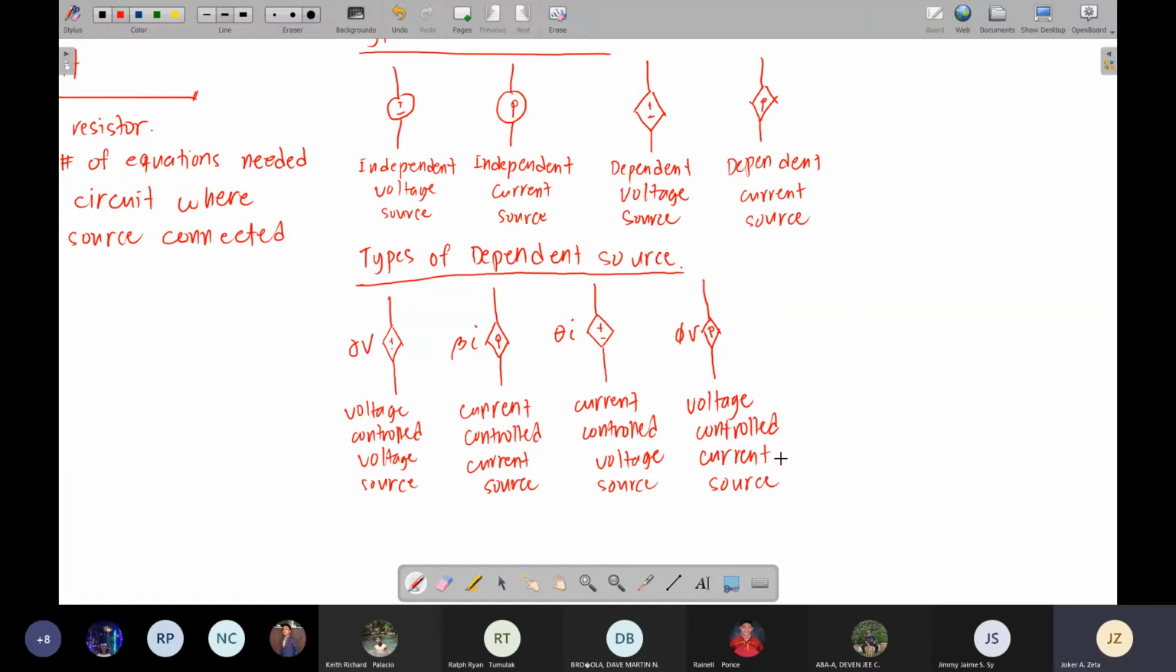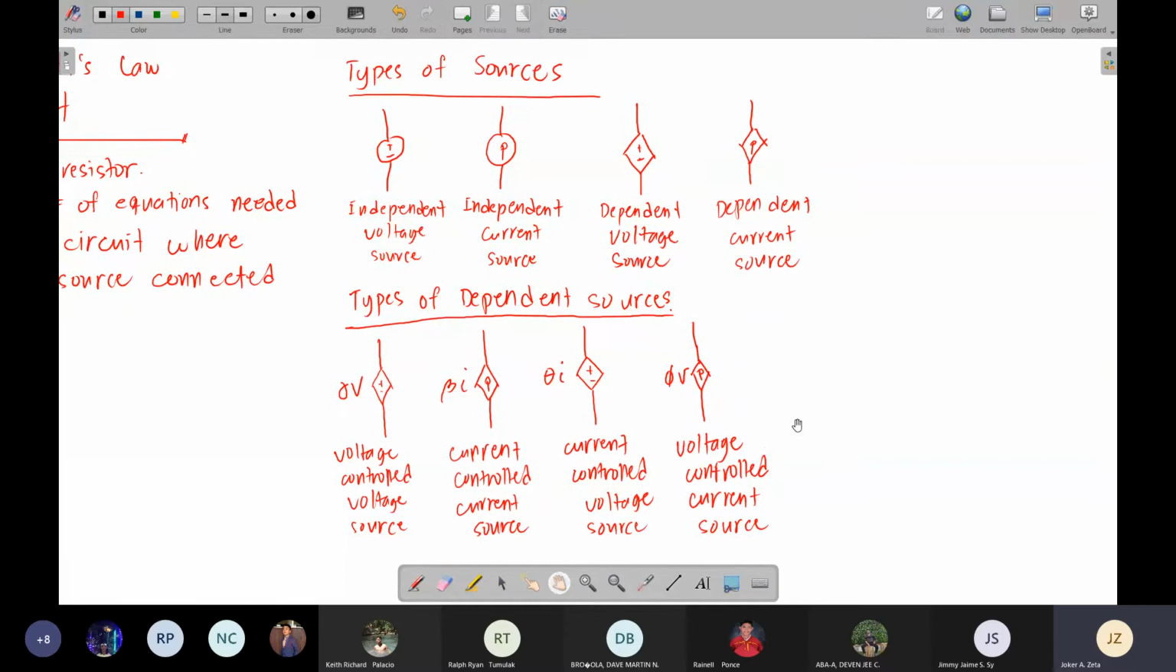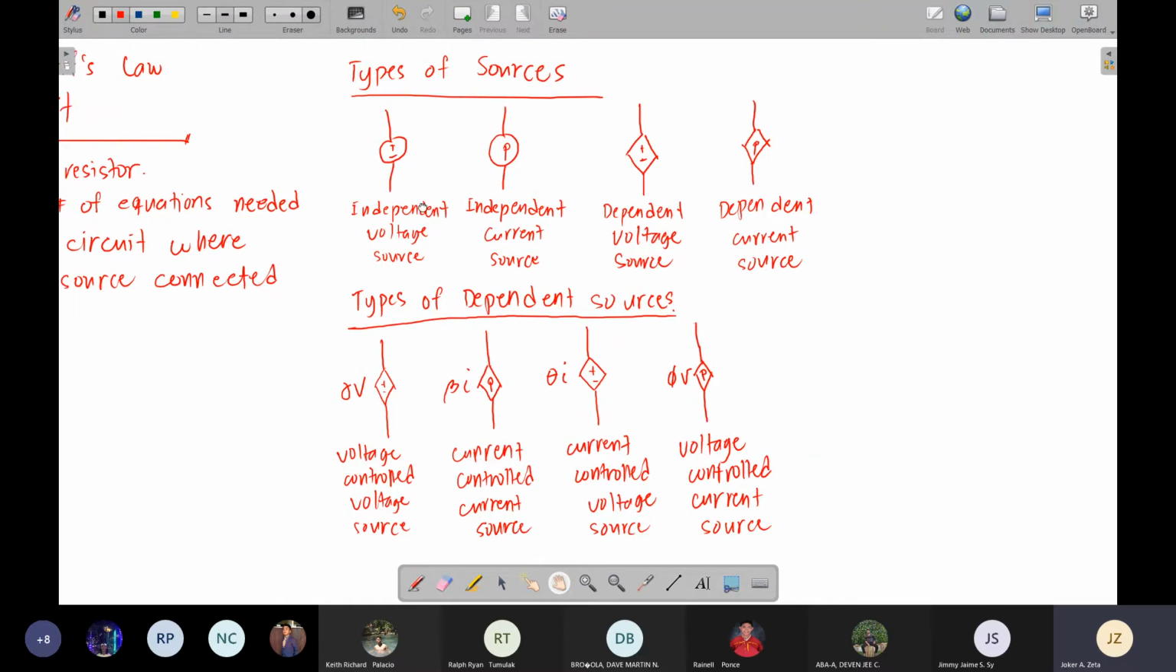So these are your 4 types of dependent sources. You have a voltage source controlled by voltage, a current source controlled by current, a voltage source controlled by current, and a current source controlled by voltage. So these are the different types of sources. Take note that it is a current source if the representation is an arrow. If it is plus minus, that is a voltage source.